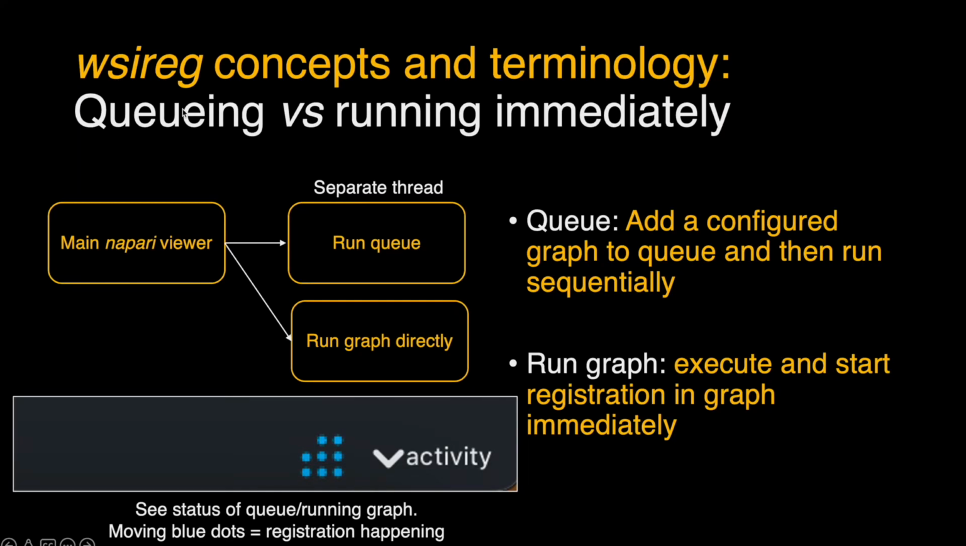Specific to napari-wsireg is whether you want to queue the graph or run it immediately. The way this works is that there's the main Napari viewer with the wsireg plugin, and that's where we set things up as we've shown throughout this workshop so far. But once we've set things up, we have a choice. We can queue the graph. That's basically taking the configured graph and putting it in a queue, and then you can add multiple graphs there and run them sequentially. The queue might be great if you have a project with a lot of images and you set up a lot of graphs, and then you want to run it and walk away, and when you come back they'll all be done.